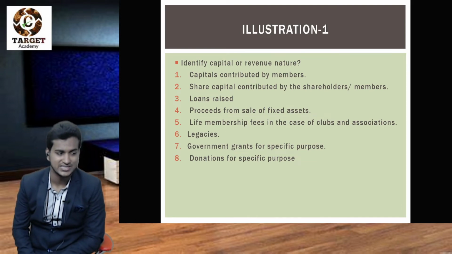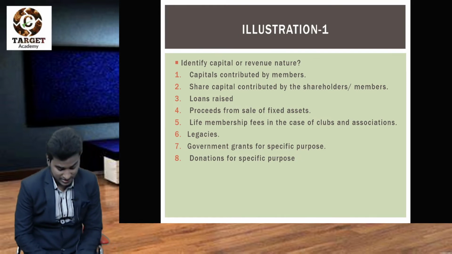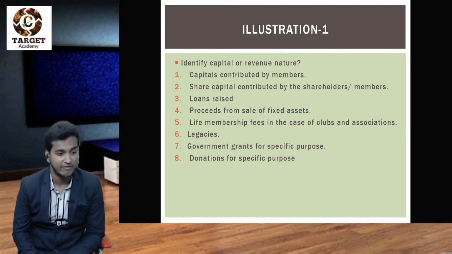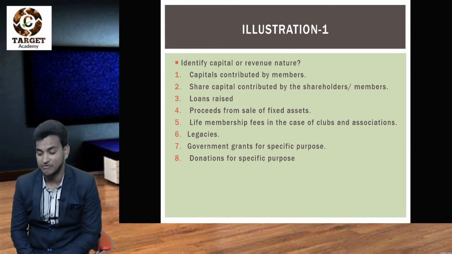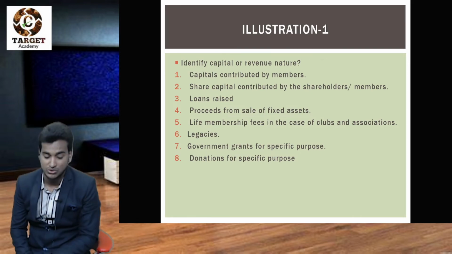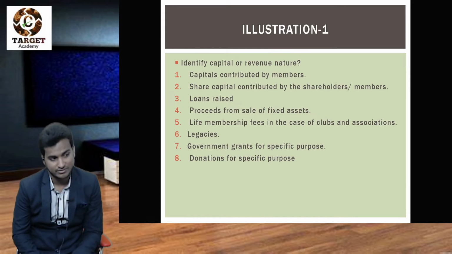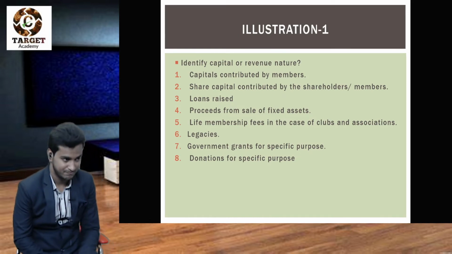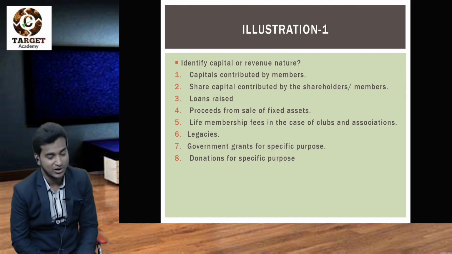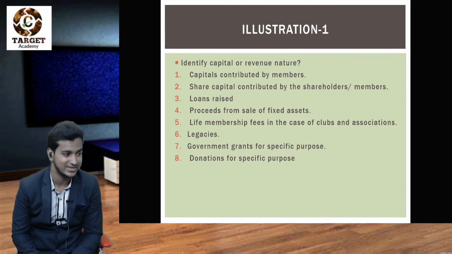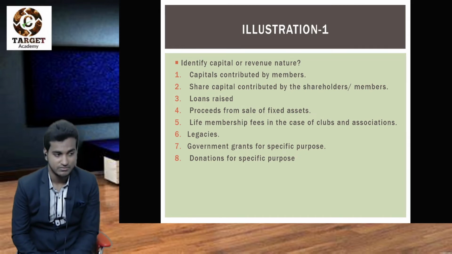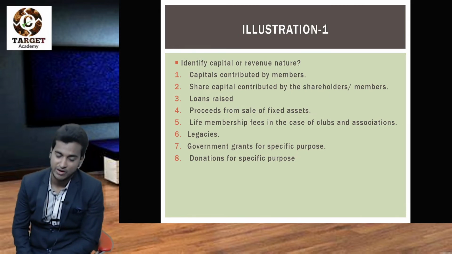Next one, legacies. Legacies means assets acquired or transferred by way of inheritance. That means varasatvam. For example, if a father dies, automatically the assets of the father will transfer to his son. That is called legacy. That receipt is a capital receipt, not a revenue receipt. That is not a normal activity, right? Next one, government grants for a specific purpose. Government grant, this is a capital receipt, there is no need for thinking.